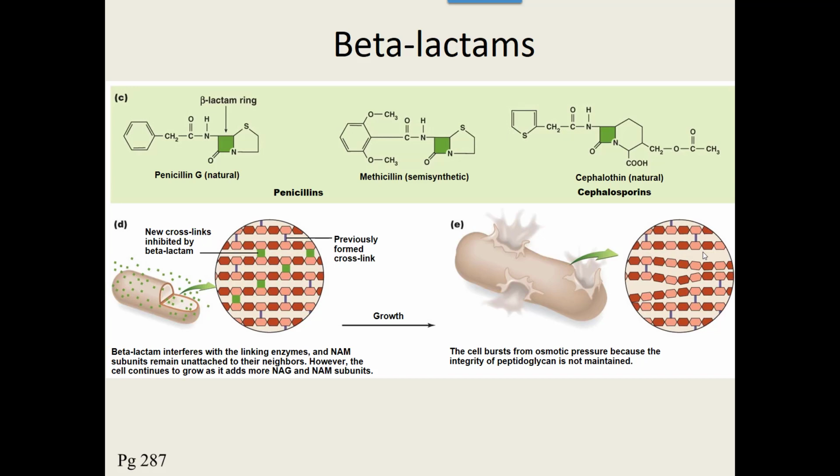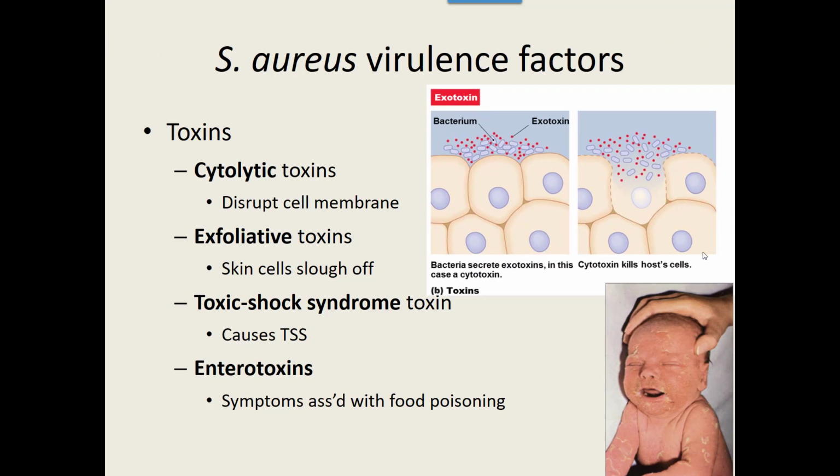More virulence factors is that this bacteria has a lot of toxins. One of them is called a cytolytic toxin, which means it's there to break down cells. It disrupts cell membranes so that it can get inside certain other cells, and it can even break apart white blood cells that are trying to eat it.